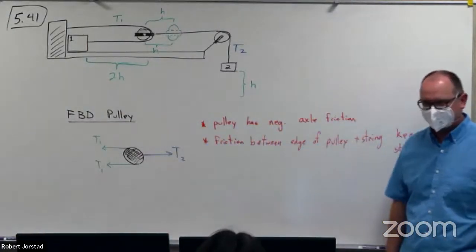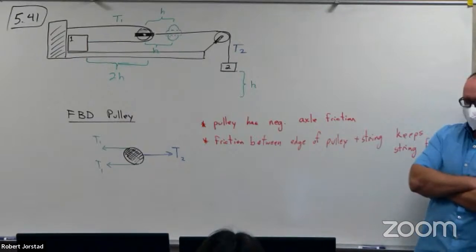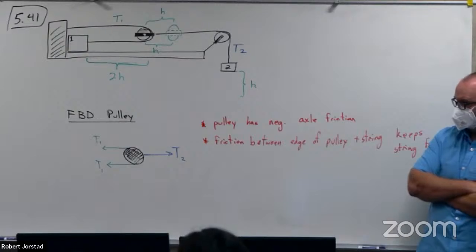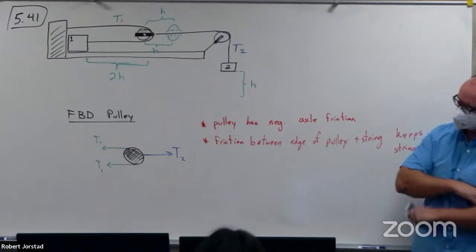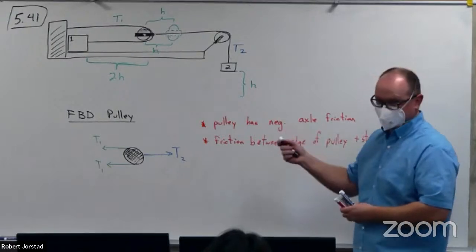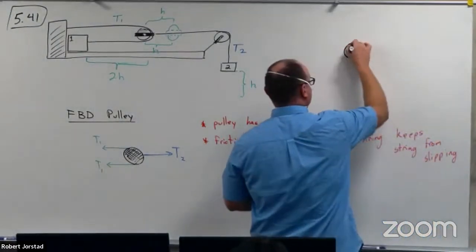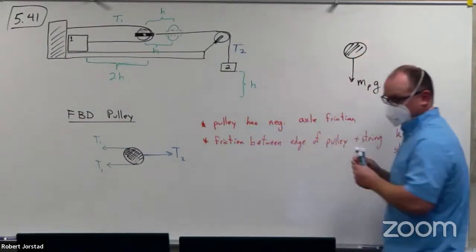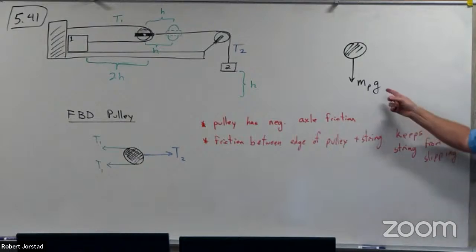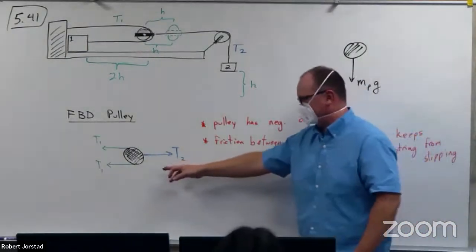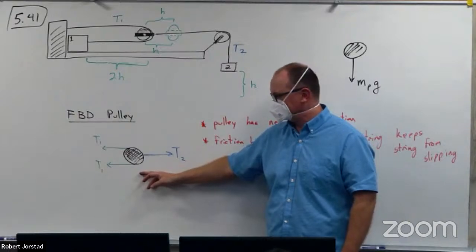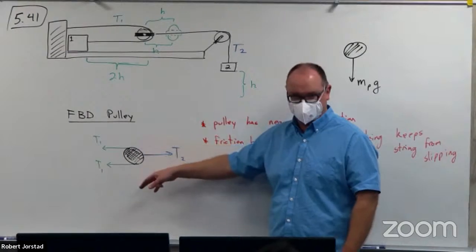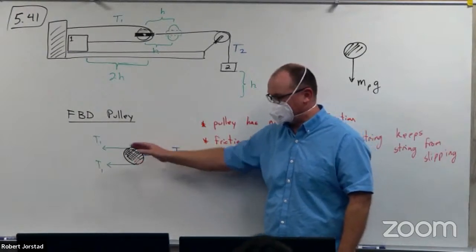But wait, there's one more force acting on this pulley. What is it? Yes, right? I'm going to draw a second version of this FBD. You agree there's the mass of the pulley times g downwards. Now think, if you put this weight on there, something would be wrong. The weight should be pulling the pulley down, but the pulley's not going down. That means the tensions are not actually perfectly horizontal.